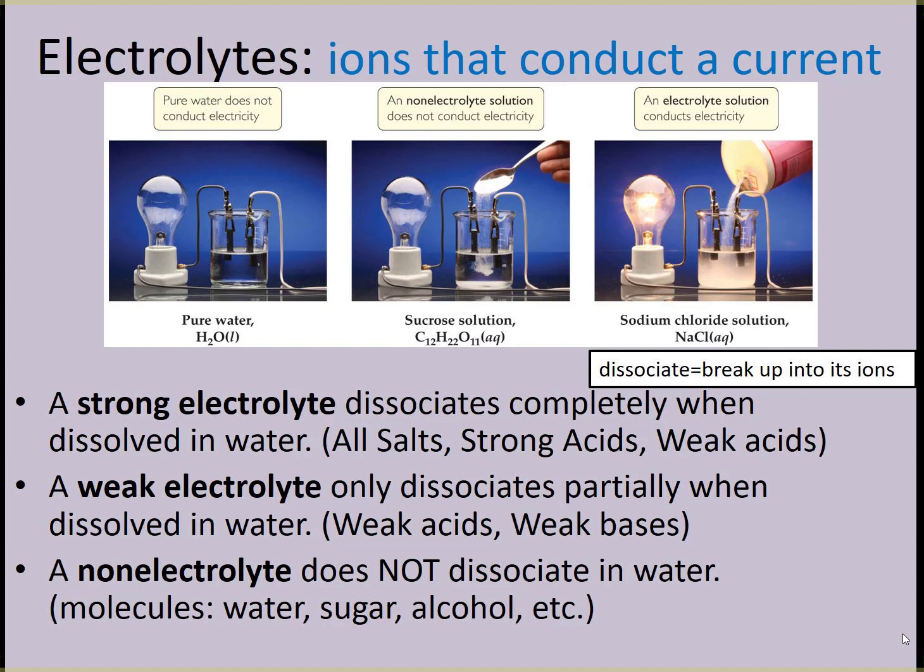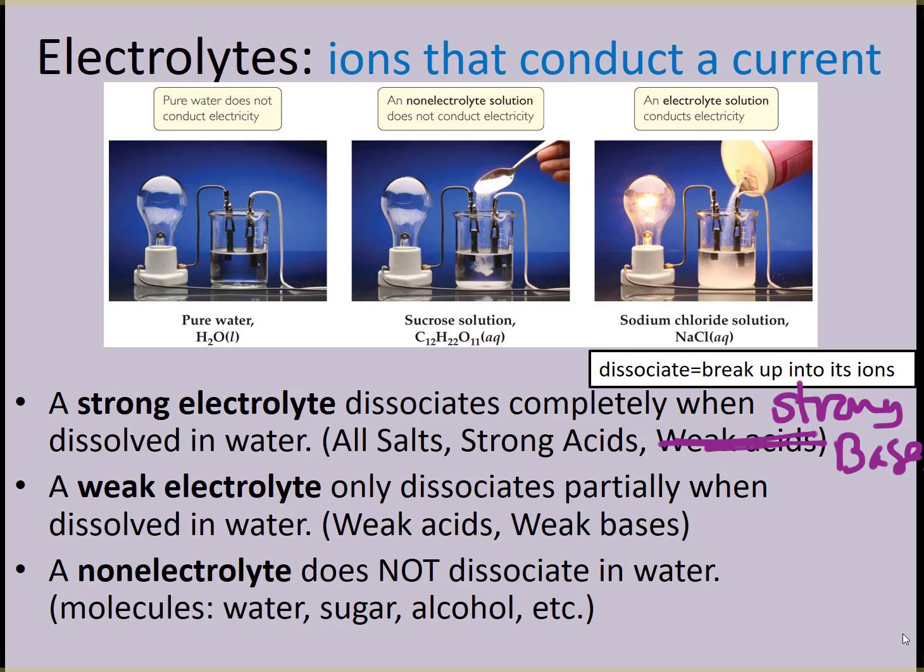I just want to mention electrolytes here. Electrolytes are ions that conduct a current. A strong electrolyte is one that dissociates completely when it's dissolved in water. So this would be all salts, strong acids, and this should read strong bases. A weak electrolyte only dissociates partially when dissolved in water. So this will be your weak acids and weak bases. And a non-electrolyte does not dissociate in water.